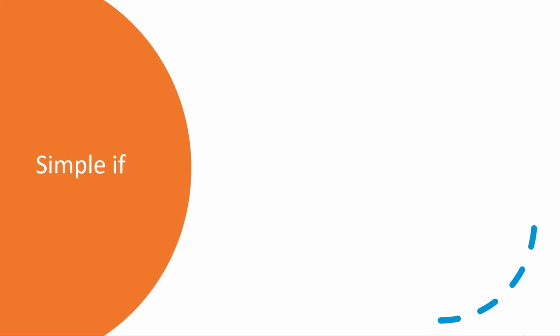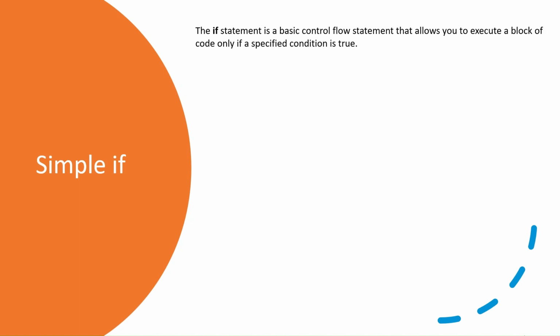Simple if. The simple if statement is a basic control flow statement that allows you to execute a block of code only if a specified condition is true. The syntax is given below. If the condition is true, then it will execute the block of code.